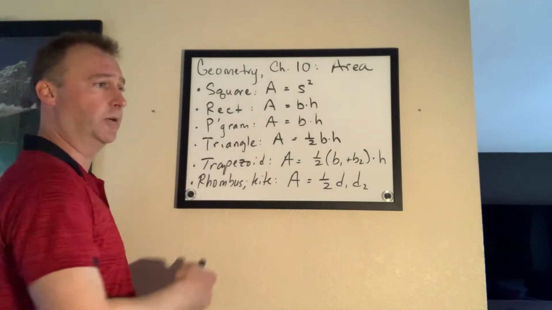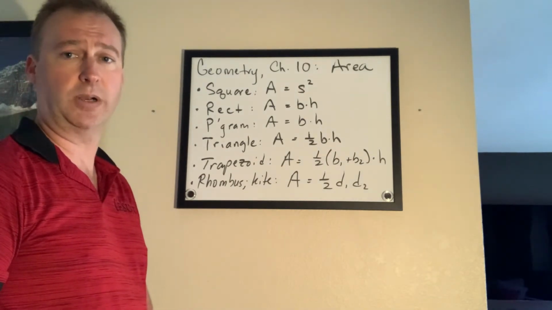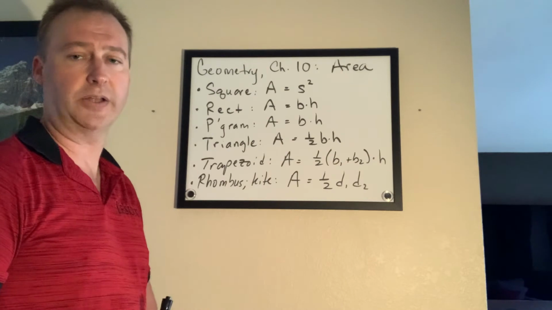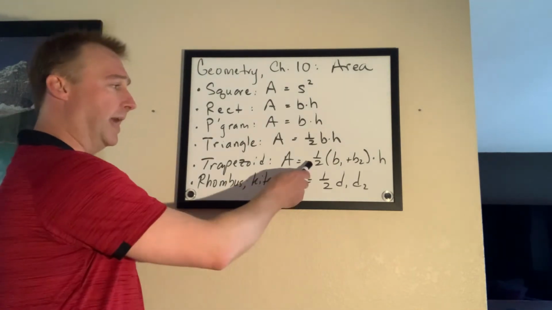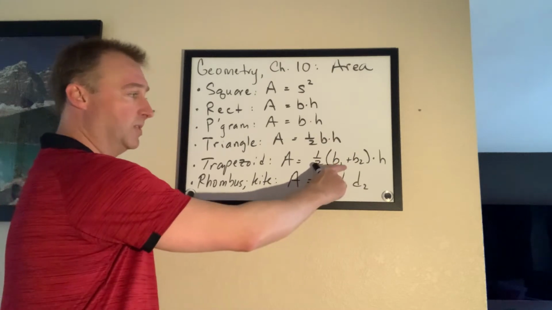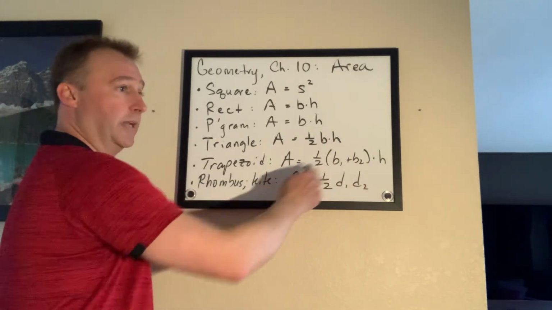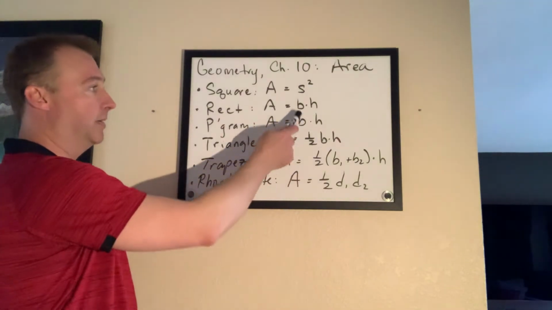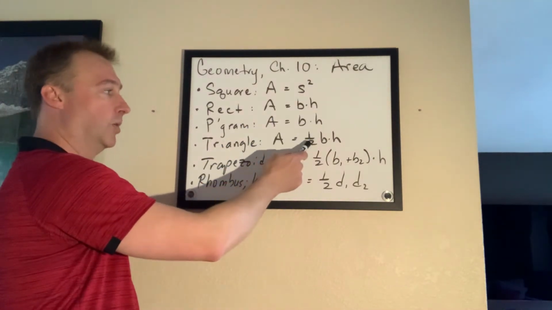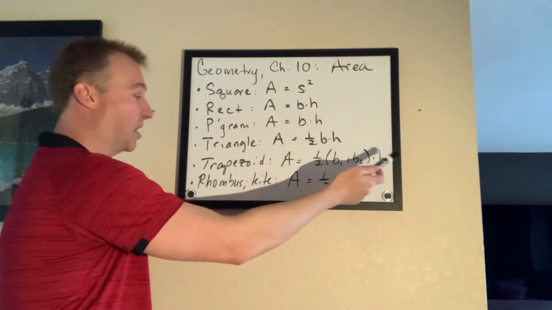Trapezoid is one to know, and in one of our future videos I'll do one of the trapezoid area problems, one of the more interesting or challenging ones for you. It is 1/2 the sum of the bases, the two parallel sides, which we call base 1 and base 2, times the height again. Notice there's kind of a pattern here: base times height, base times height, 1/2 base times height, 1/2 the sum of the bases times height.